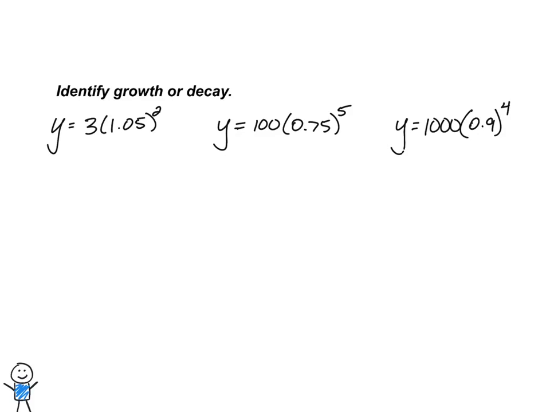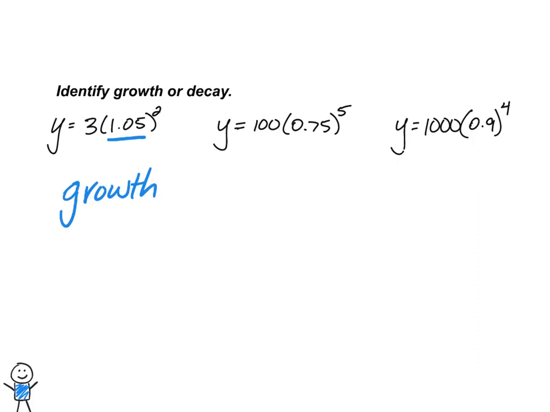On this slide, we're asked to identify growth or decay. So where you will look is where the r is in the formula, which is the rate, and you're going to decide, is it greater than 1 or is it less than 1? In our first example here to the left, our rate is 1.05, which is a number greater than 1. So this represents a growth function, exponential growth.